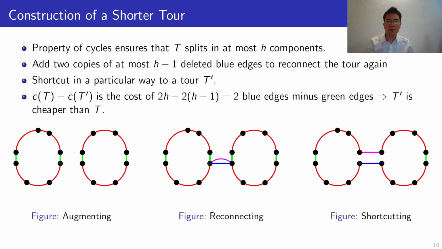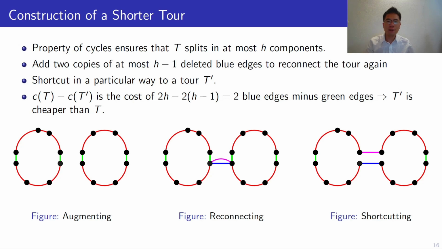So now why does it help that we have H connected components instead of 2H? Because now we can add 2 copies of at most H-1 deleted blue edges to reconnect the tour again and to make the degree at every vertex even, so make the graph Eulerian. You can see this in the figure in the middle. We have added a blue edge that was deleted to reconnect the tour again and added another copy of it, which is pink in this figure, to make the graph Eulerian.